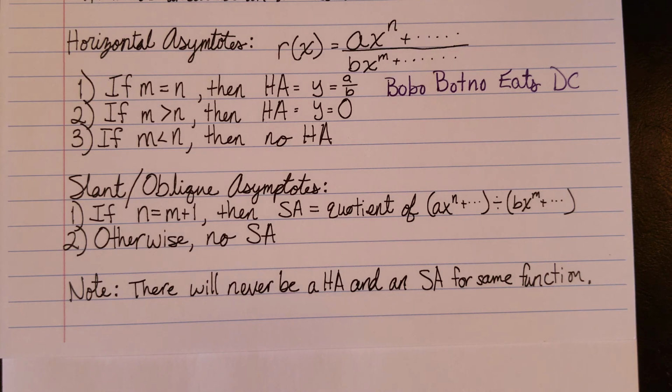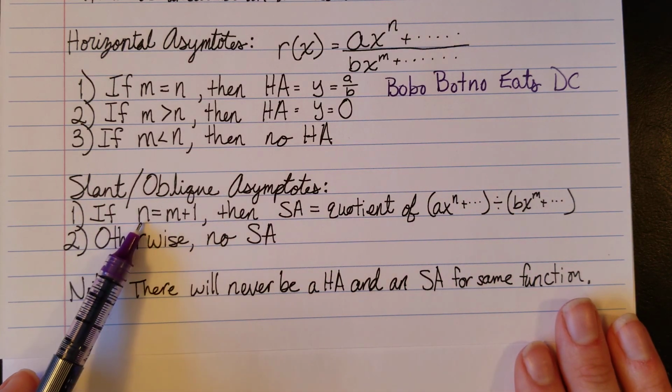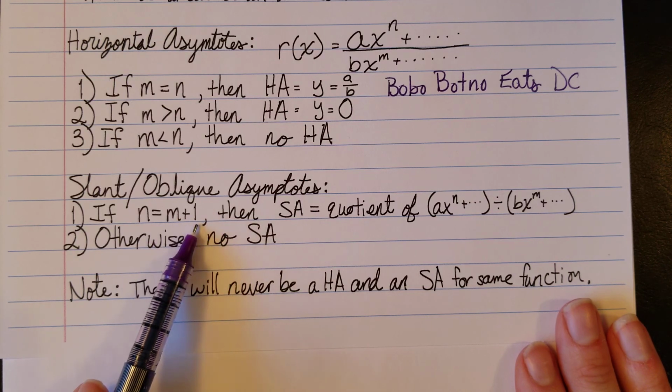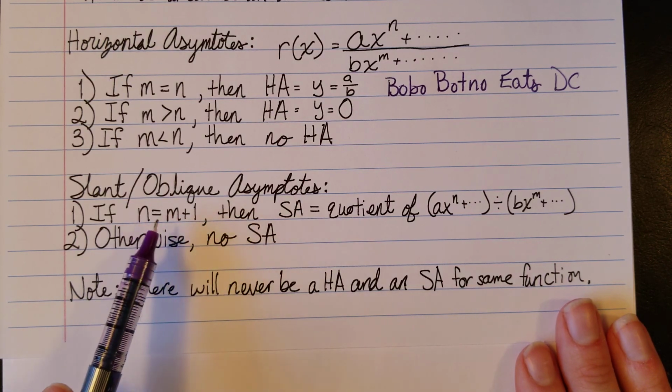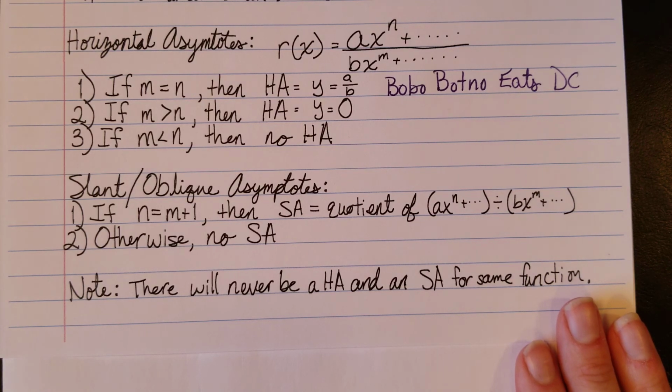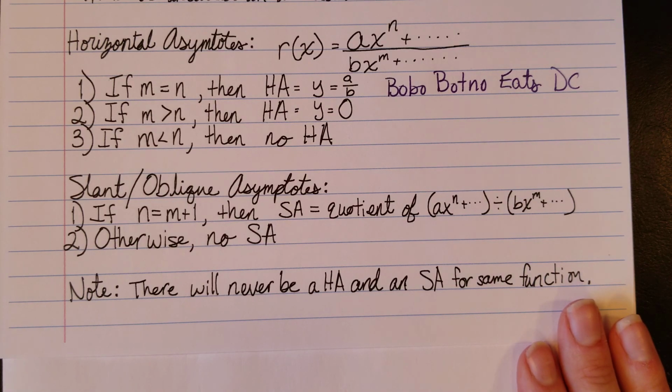It is true that the slanted or oblique asymptote only exists if the degree of the numerator is equal to the degree of the denominator plus 1. So the one on top is only one more than the one on the bottom. There can never be both a horizontal asymptote and a slanted asymptote for the same function.